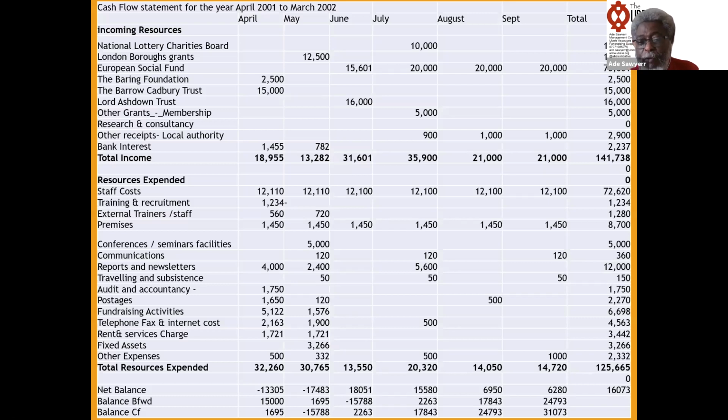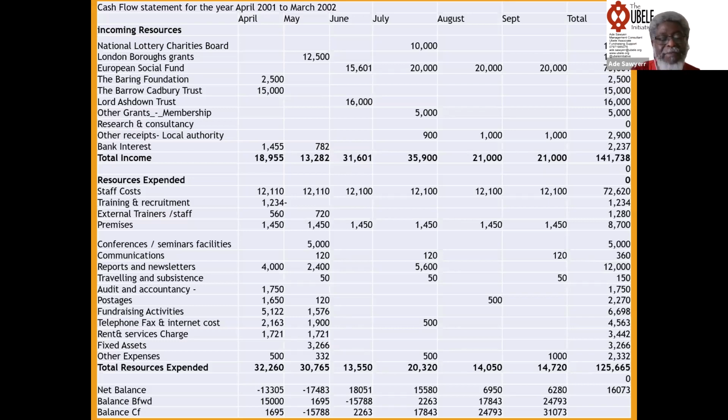We know that we have £141 coming in, and we know that we are going to spend £125,000. The balance is going to be £16,073.